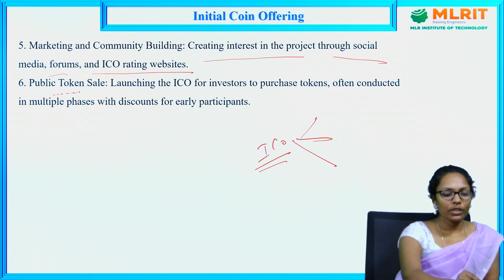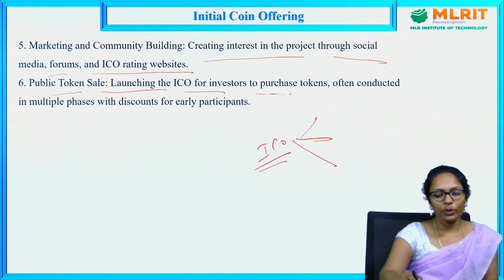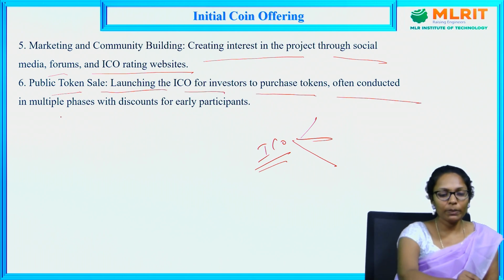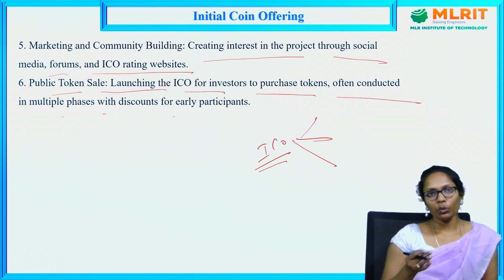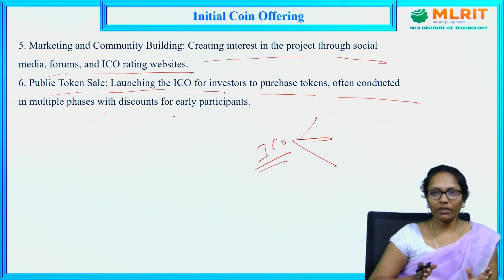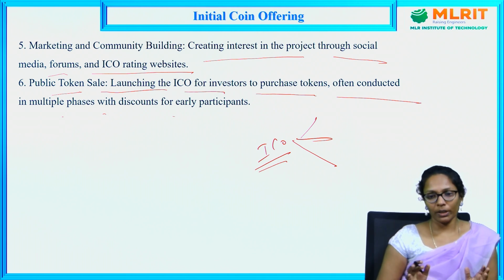And public token sale. Launching an ICO for investors to purchase tokens, often conducted in multiple phases with discounts for early participants. So generally, initially, we don't get funds, right? We don't have any rules and regulations, or any permissions. We're not taking any permission from any government, right? How can people trust your ICO? So in the initial days, they will give some offers.